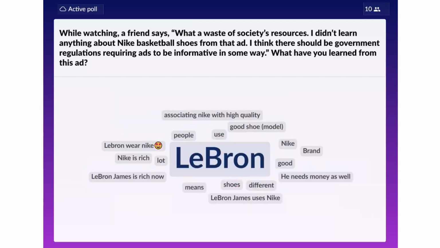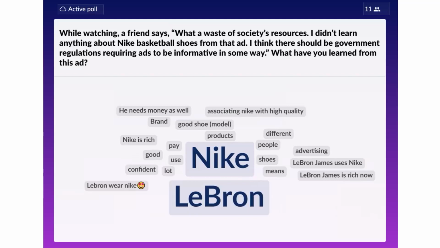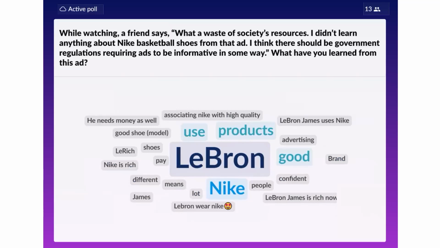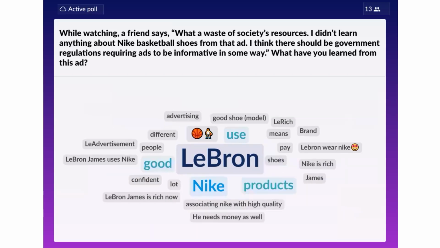Okay, LeBron James uses Nike, and he needs money as well. Let's see what else. Oh, associating Nike with high quality, good shoes. Okay, so the key thing for this advertisement is what? LeBron James is endorsing Nike. So it's this endorsement. And of course, what that means is that every time you see LeBron James on court, he's not wearing some other brand. He's wearing Nike. So in that sense, the information here is that there is this professional NBA player endorsing this company's product. So this endorsement, of course, is some information.